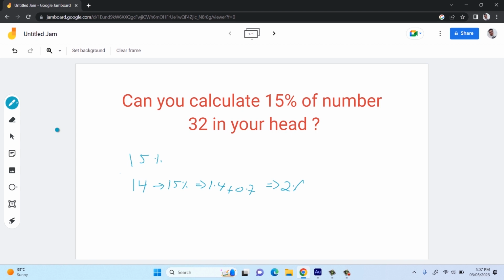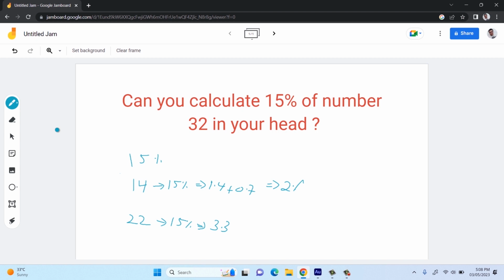Now let's just try to do 15% of number 22. So the 10% will become 2.2, and the half will be 1.1. So this will become 3.3. And you can verify all these answers with the traditional method as well. So you will get the same answers.